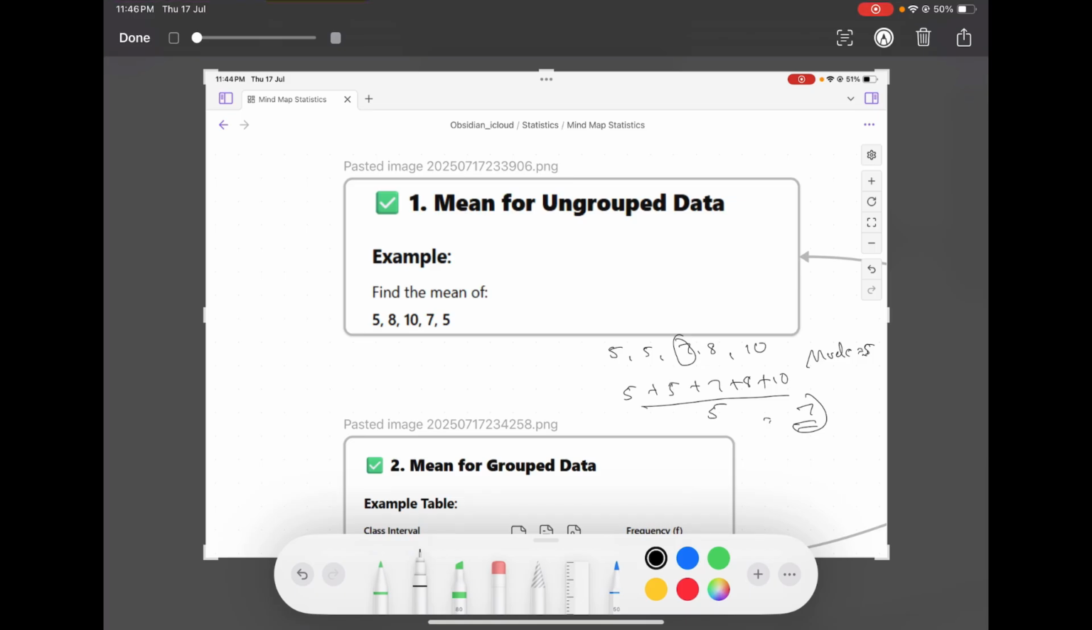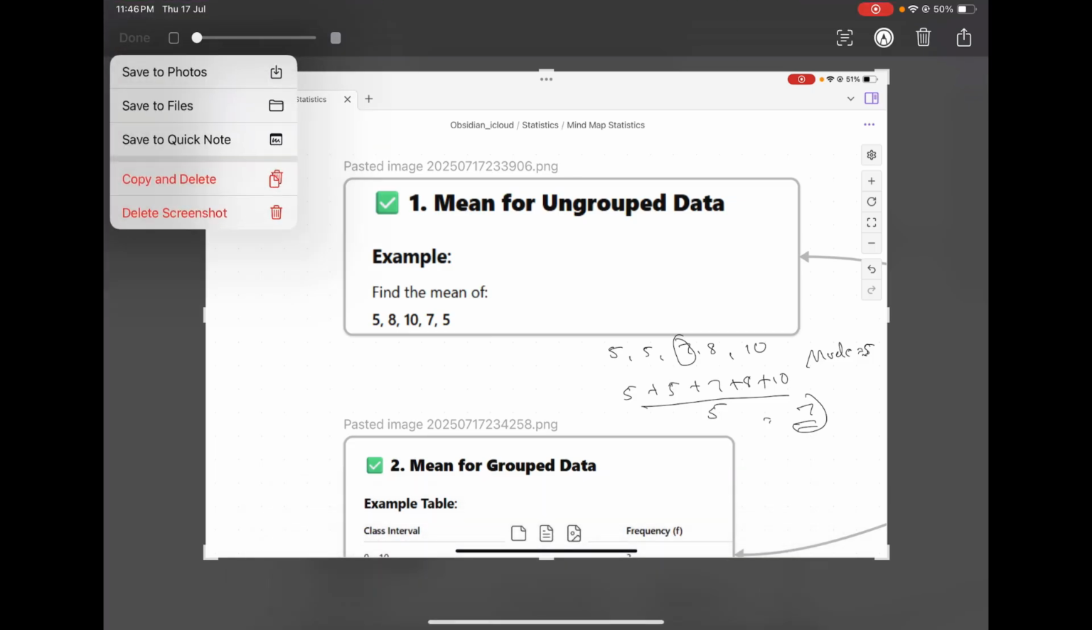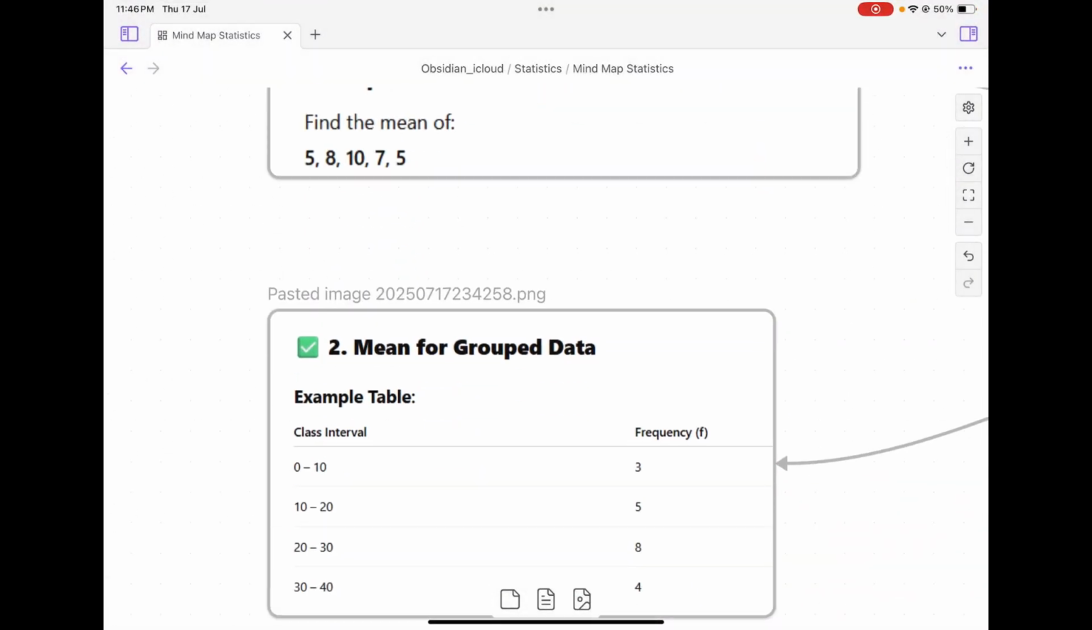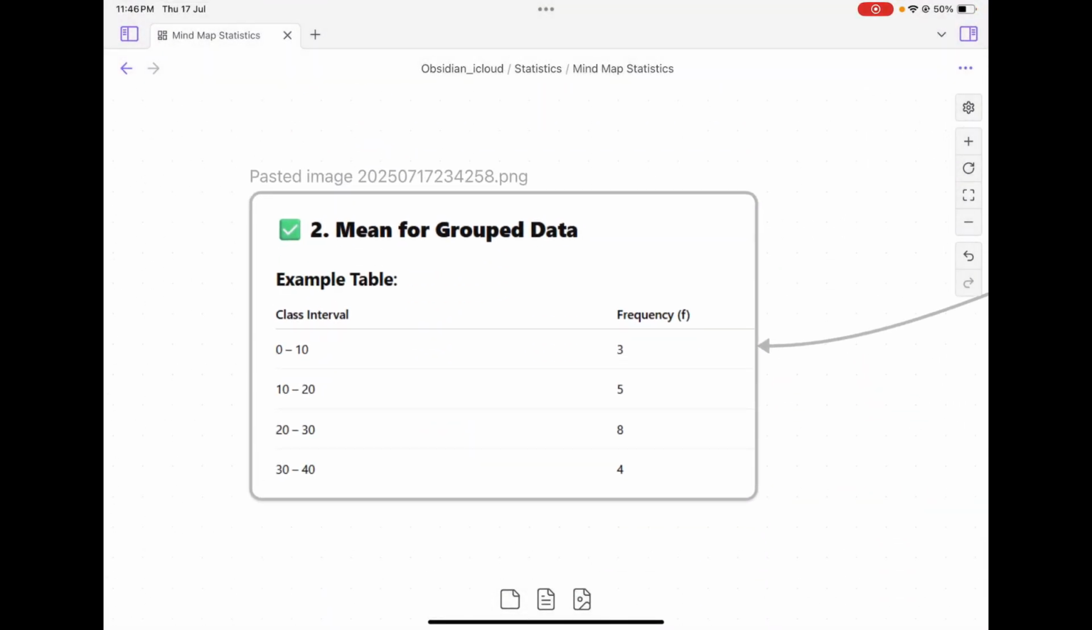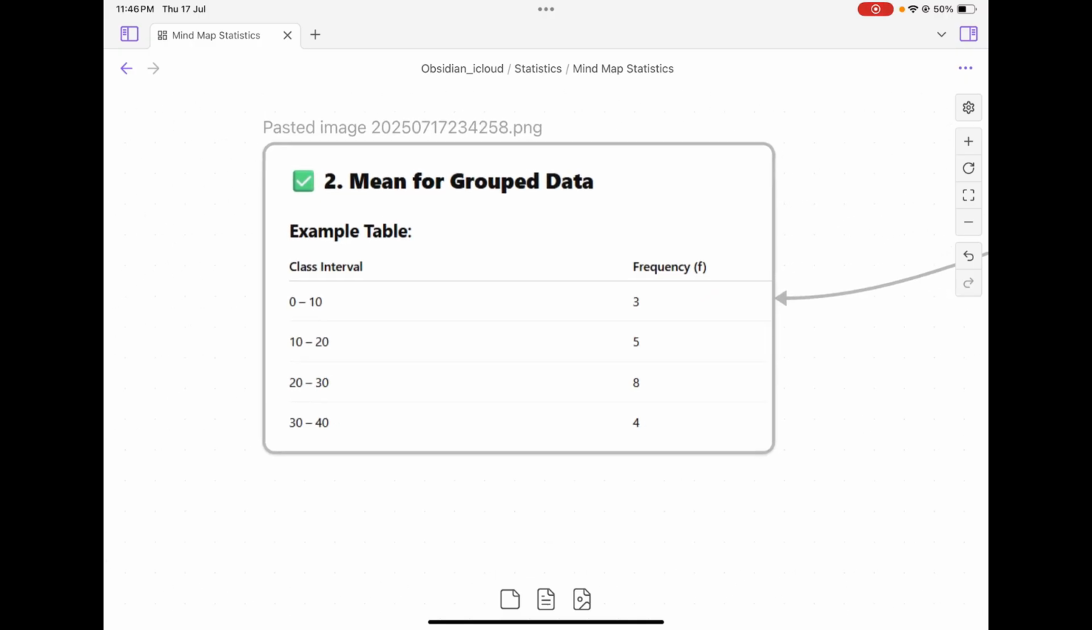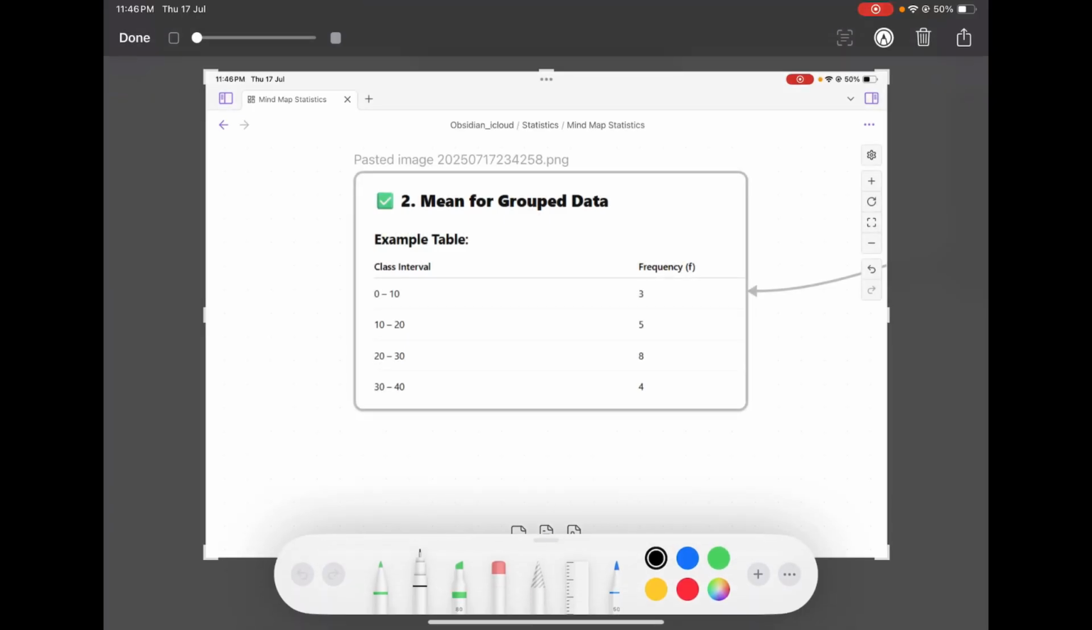Now let us move to the mean for grouped data. How will you calculate it? Grouped data will appear like this. You can see the class interval and frequency are given. For class interval 0 to 10, the frequency is 3. For 10 to 20, it is 5. Like that it goes on. So how to calculate the mean here?